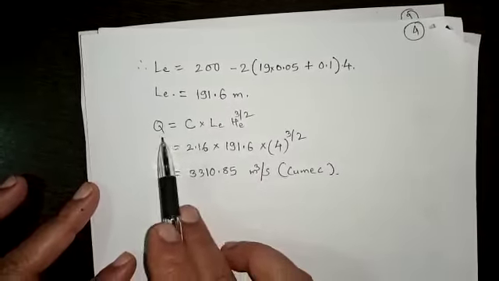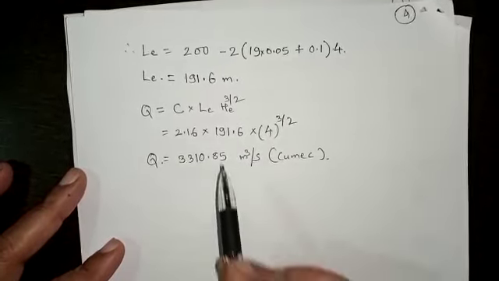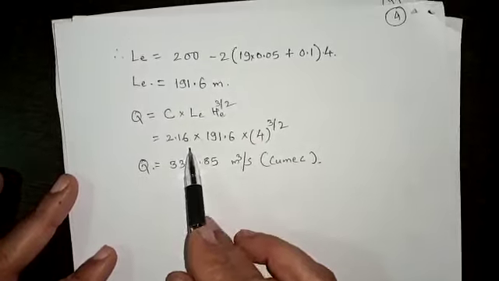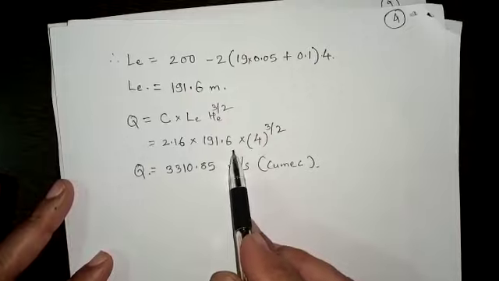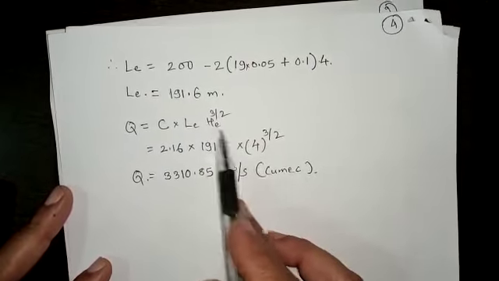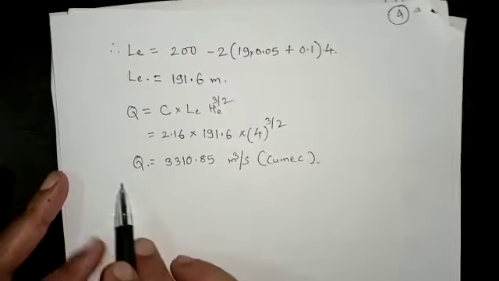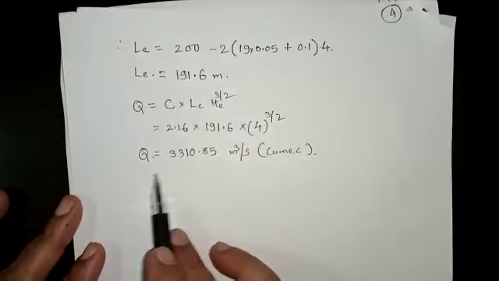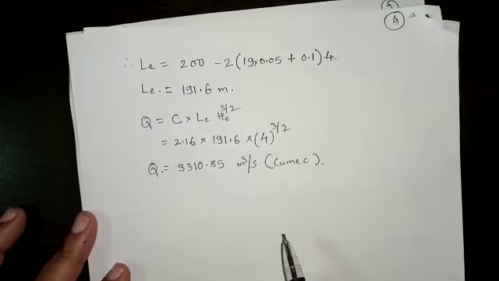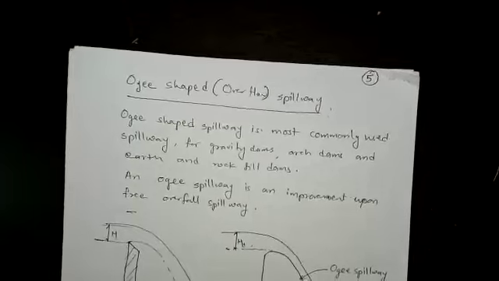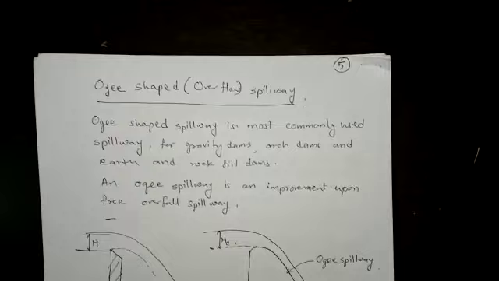Now, the discharge Q will be equal to C into LE into HE raised to 3 by 2. C is given as 2.16, LE is calculated as 191.6 meters, and the head over the spillway is given as 4 meters. Therefore, the discharge over the spillway comes out to be 3310.85 meter cube per second. The detailed hydraulic design of ogee or overflow spillway.